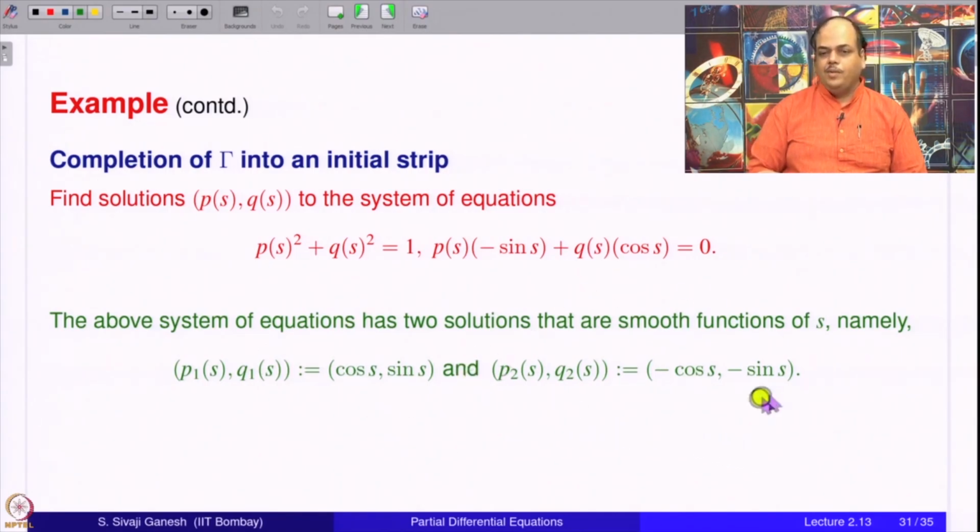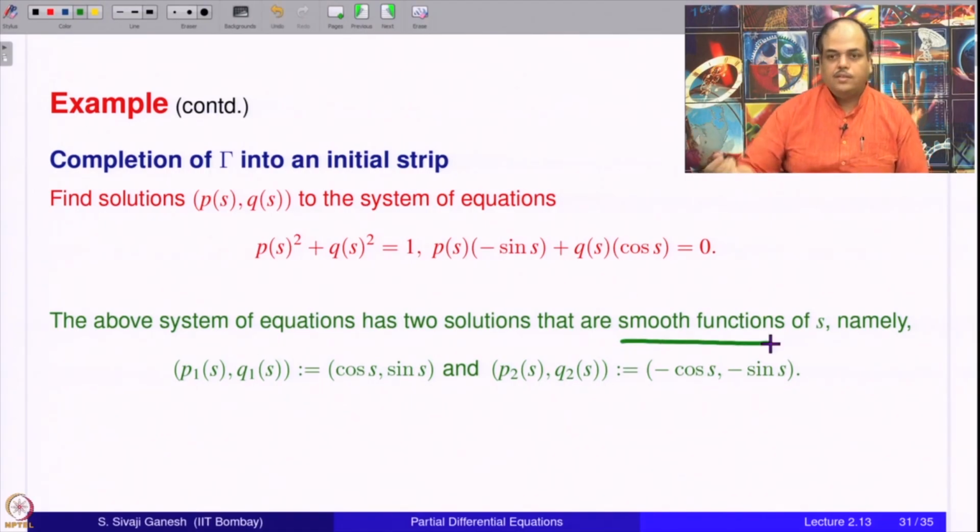Of course, you may say infinitely many solutions because you can mix both of them, because this is an algebraic or whatever transcendental equation, right. At some s you can be here, at some other s you can be here, you can keep on oscillating, but that is not good. What we need is a smooth function.